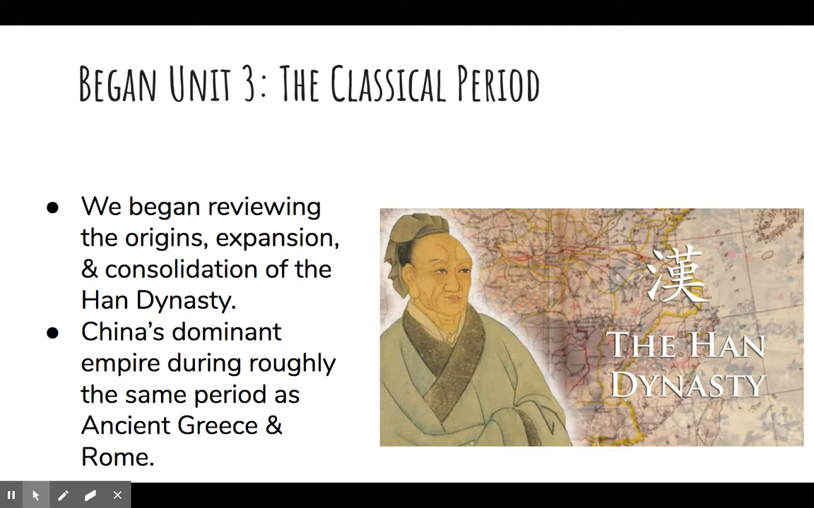We began Unit 3, the classical period, and focused on the Han Dynasty. We talked about the origins, beginnings, the expansion or growth, and the consolidation or strengthening of the Han Dynasty. China's dominant empire during roughly the same period as ancient Greece and Rome, so it is still part of the classical era that we're talking about.